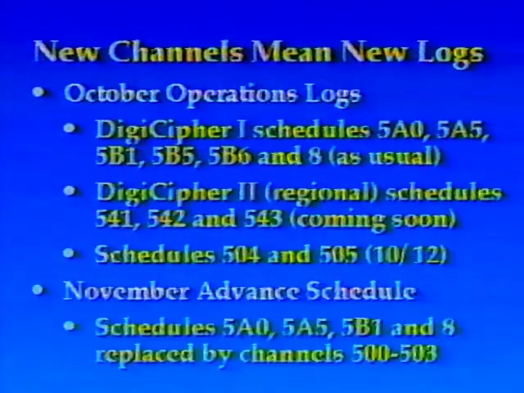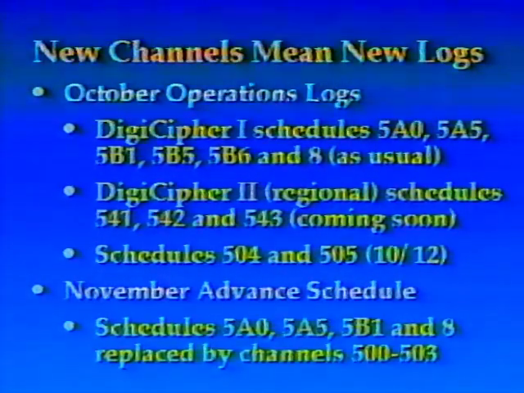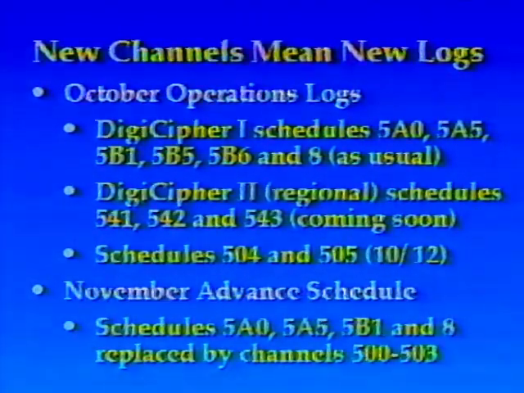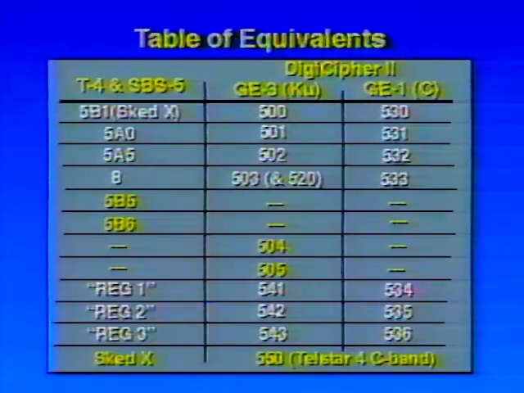And for November, the advanced schedules have already been issued, as you're aware, and schedules 5A0, 5A5, etc. have all been replaced by the new schedules 500 through 503. In other words, we're dealing in November on your logs strictly with Digicipher II virtual channel nomenclature. Were we to have to extend Digicipher I for any reason, we would know that well in advance and be issuing additional logs, but we'd be asking you to use the table of equivalents, which we're going to show you now, kind of in a reverse fashion.